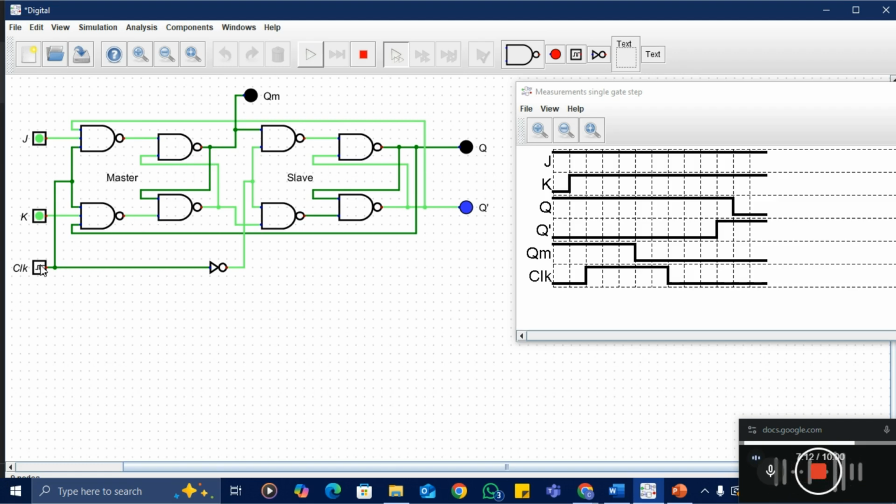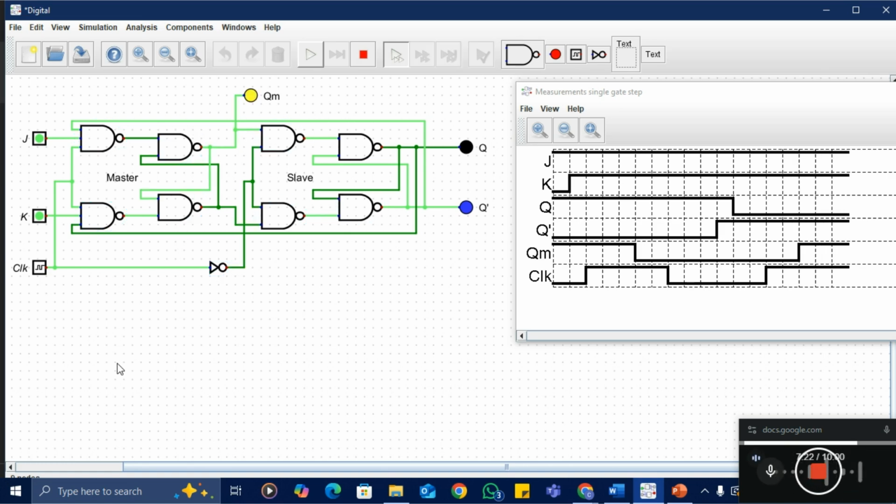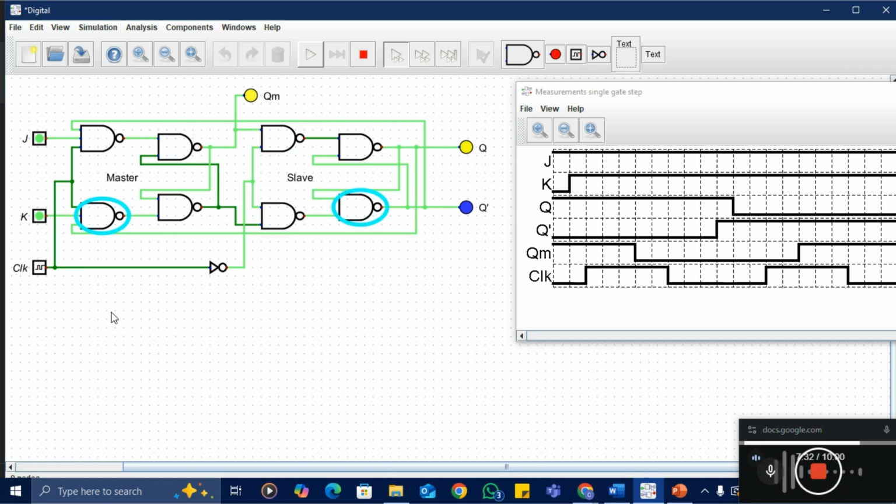Likewise it goes on. When I again put the clock into high position, it is toggling, but the slave is still inactive. When I give 0, now the slave becomes active, so it toggles. This is what happens inside the master slave configuration.